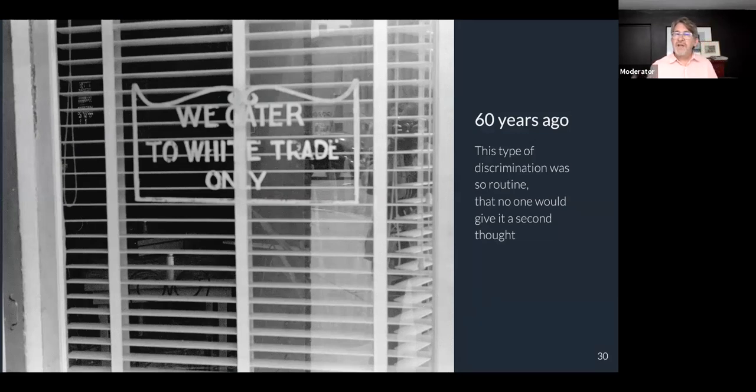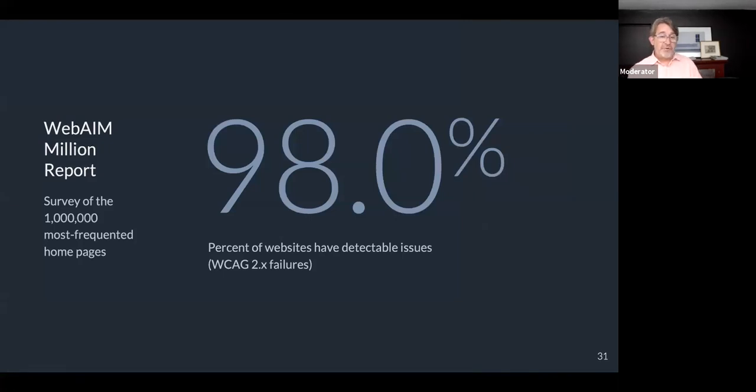And in certain parts of the country, this was so common that nobody would think twice about it. The issue that we have now is that digital accessibility issues are so commonplace, again, that nobody thinks twice about it and nobody gives it a second thought. There was a study performed by WebAIM in Utah, and they looked at the 1 million most frequented homepages, and they found that 98% of websites have detectable issues that would affect the accessibility of that page.